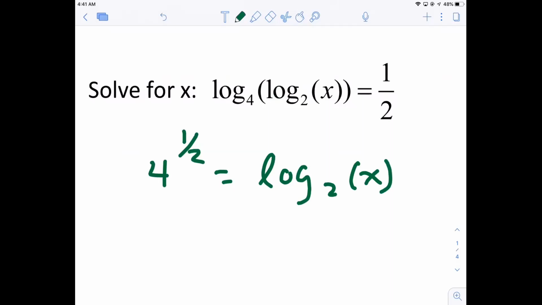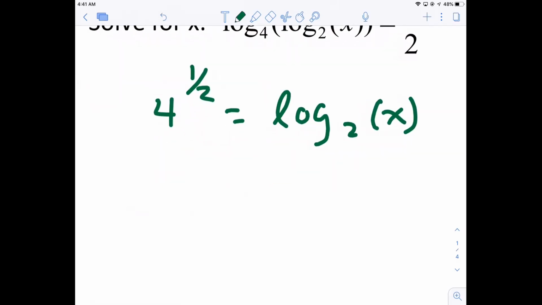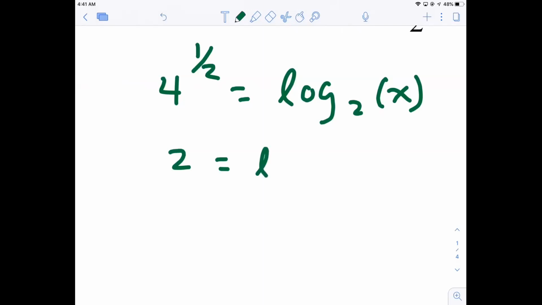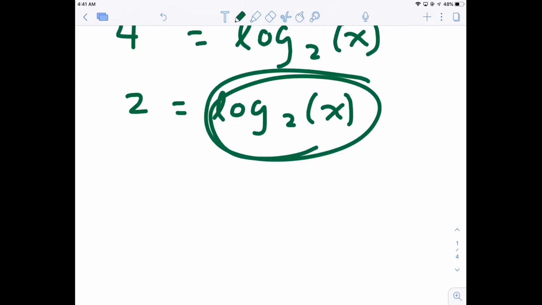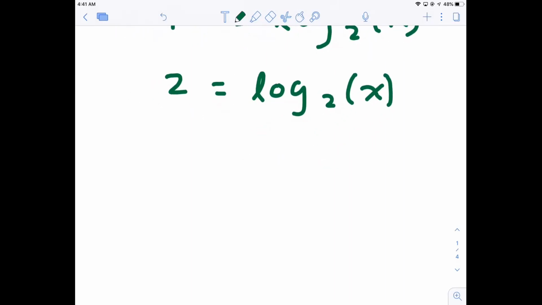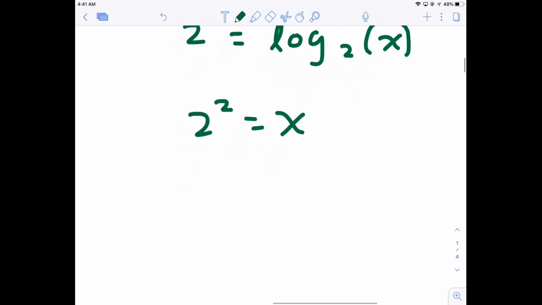Well, can't I just change this also to exponential form? So with nested logs, I'm just doing log to exponential form conversions. Right? And of course, 4 to the half power is 2. So 2 equals log base 2 of x. And from here, it's very simple. Right? Log base 2 of x is what power of 2 is x? Well, the power you're telling me is 2, so 2 squared is equal to x, and x is equal to 4.